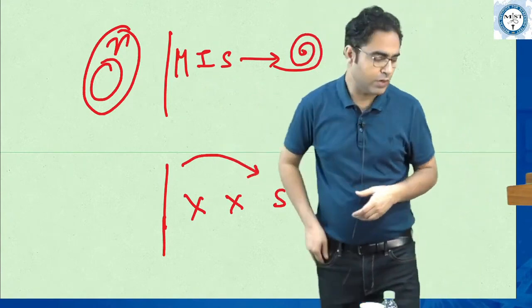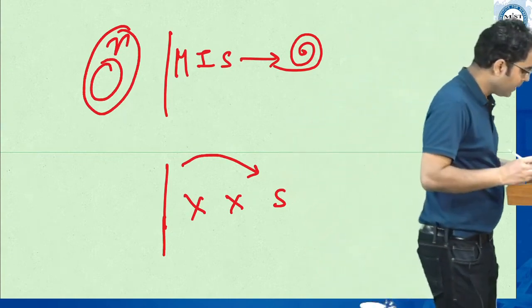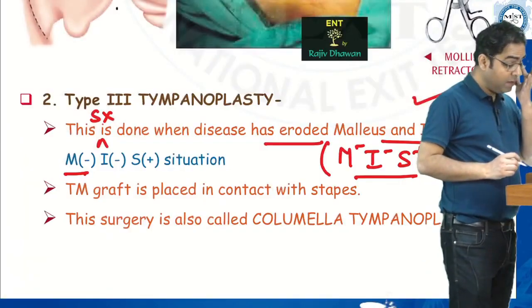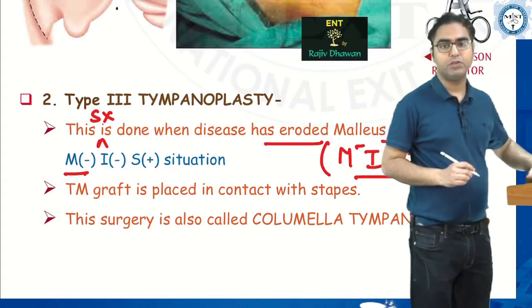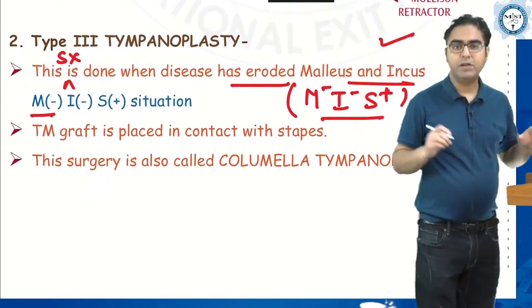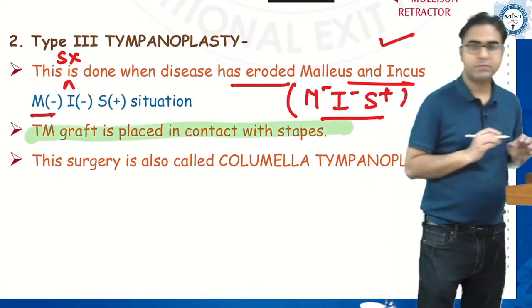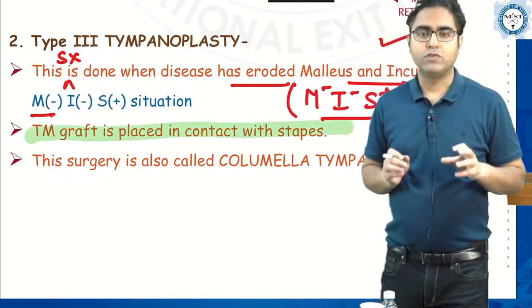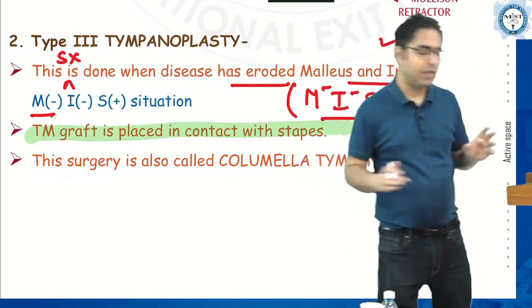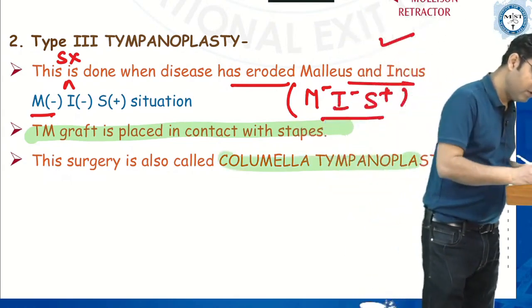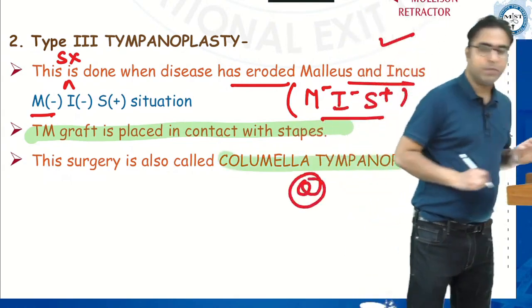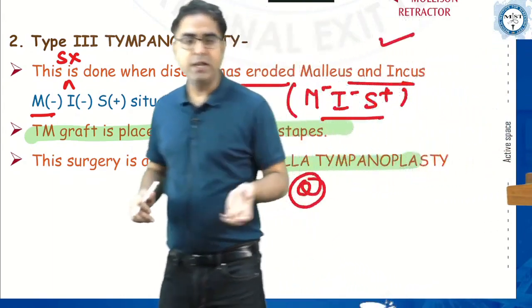Columella tympanoplasty. Look at the screen, beta. Look at the screen, your notes, beta. This surgery is done when M minus I minus S plus situation, the graft of the tympanic membrane is placed in contact with the stapes. Okay, this surgery is also called columellar tympanoplasty. This is the MCQ, beta. Columellar tympanoplasty is the other name of type 3 tympanoplasty, beta.